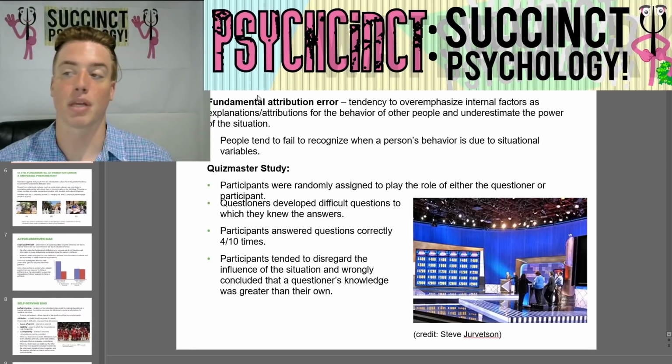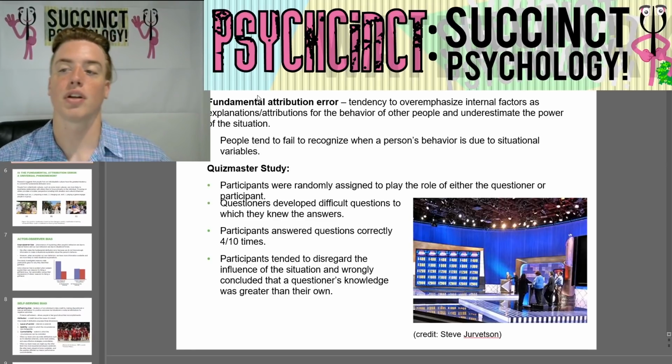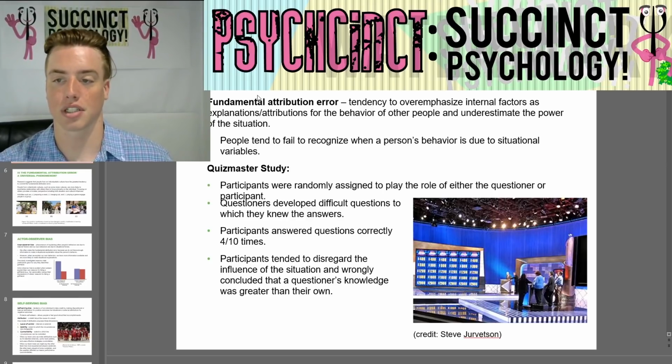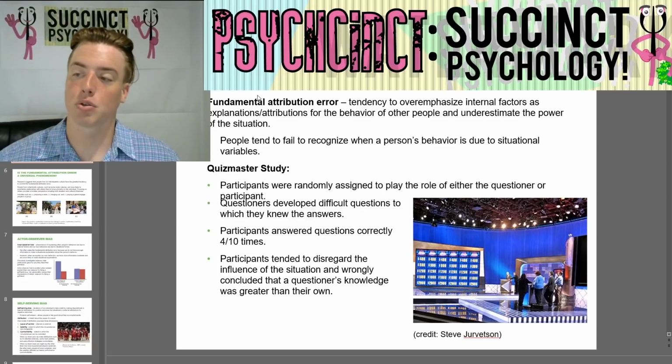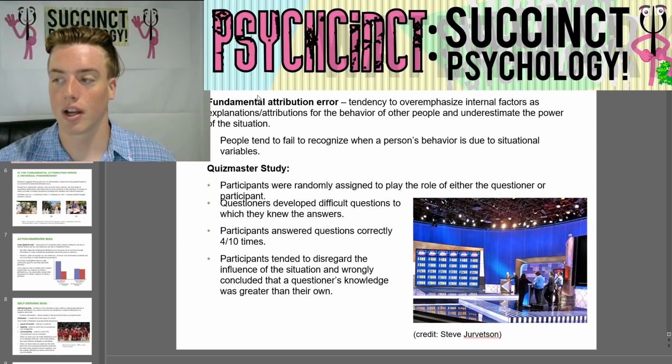Next, we have the fundamental attribution error. The fundamental attribution error is the tendency to overemphasize internal factors as explanations or attributions for the behavior of other people and underestimate the power of the situation. People tend to fail to recognize when a person's behavior is due to situational variables.